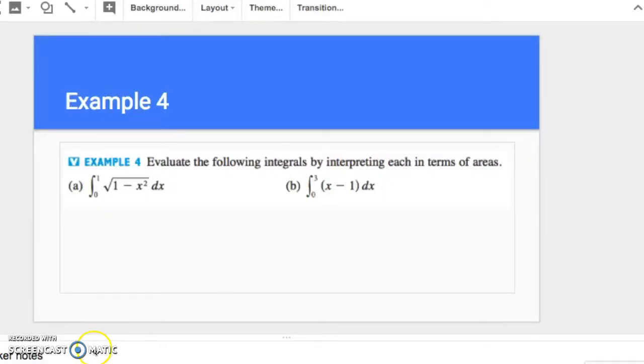In example 4, they want us to take these functions and find their integrals by interpreting them in terms of their areas. So they want us to graph the function and look at the graph and approximate the area that way instead of doing all the calculations.